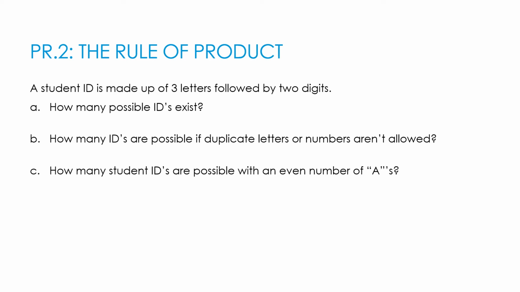So I'm starting by looking at a student ID made up of 3 letters followed by 2 digits, and it says how many possible IDs exist. So starting to look at this, I would say there's 3 letters and 2 digits. So letter, letter, letter, digit, digit. Well, how many letters are there? There's 26. And there's no restriction right now. It doesn't say I can't repeat letters, so there's 26 3 times and 2 digits. Digits are the numbers 0 through 9, which means that there are 10 digits.